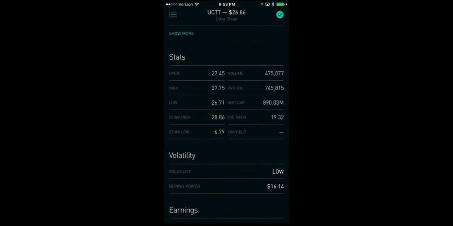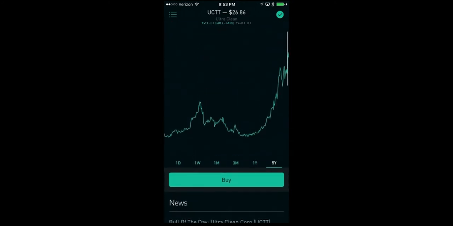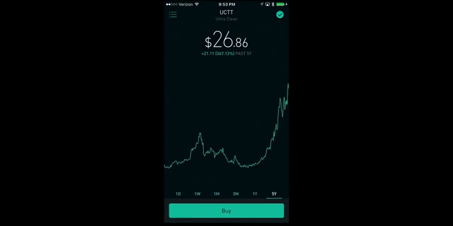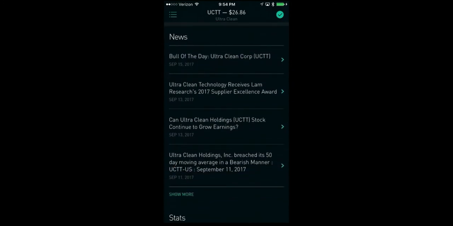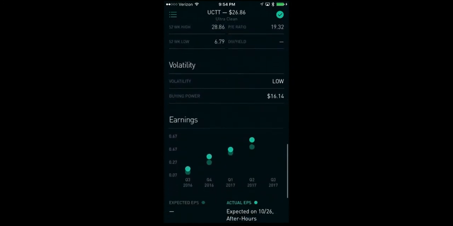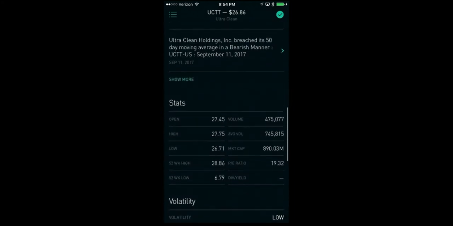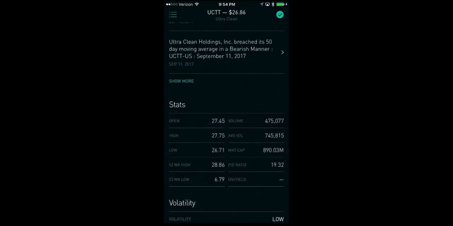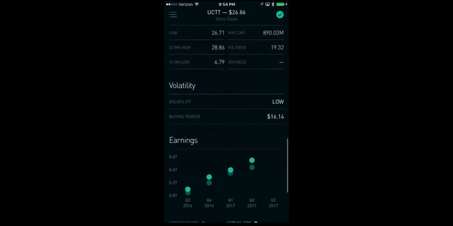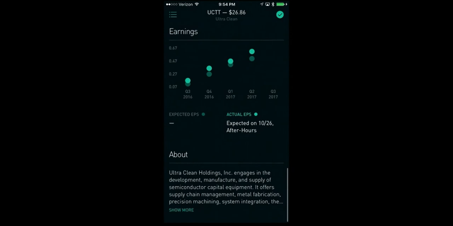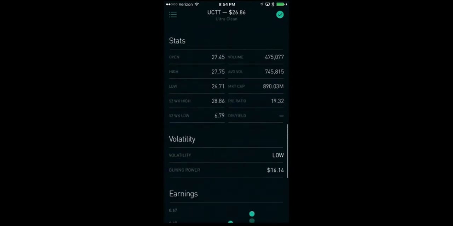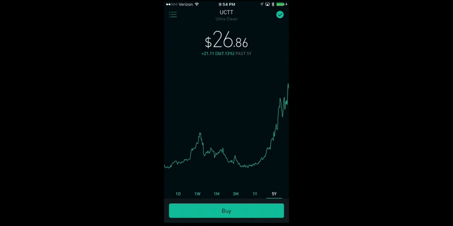I mean, 52-week low, 6.79. Of course, this is not that old. And it's had tons of growth, due to automation, I'm sure, of distribution centers in the U.S. and things like that. Market cap, it's 890.03 million. P/E ratio, 19.32. Low volatility. Earnings exceeds expected. And yeah, definitely do some more research on this company. I really like this company for its growth, and I believe that that's going to continue in the long term.